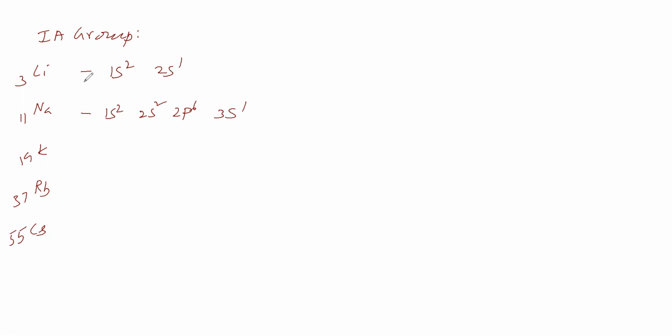Okay. Now we will see the radius down the group, how the radius varies. So lithium, how many shells are there? 2 shells having electrons in the ground state. Sodium has 3 shells having electrons in the ground state. Potassium has 4 shells having electrons in the ground state.